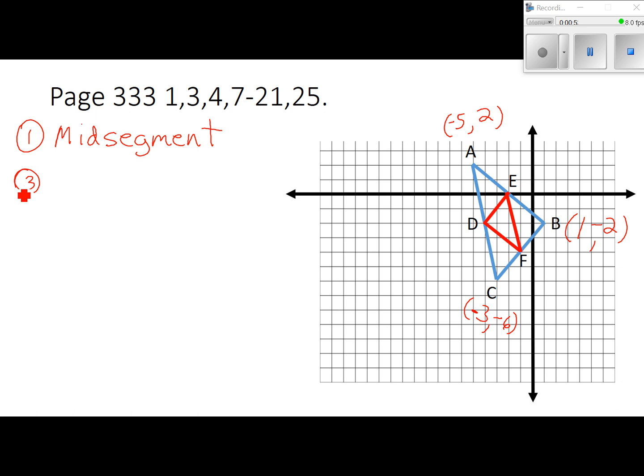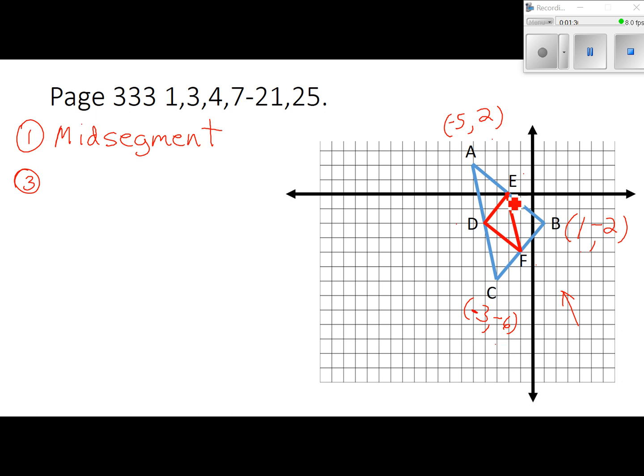Number 3, find the coordinates of point D, E, and F. D, E, and F over here. We're going to find those coordinates. And we could find the coordinates just by looking at the graph here, but we're going to use the midpoint formula. And I've already went through and figured out what the coordinates for A, B, and C are. They tell us that each of those is a midpoint.